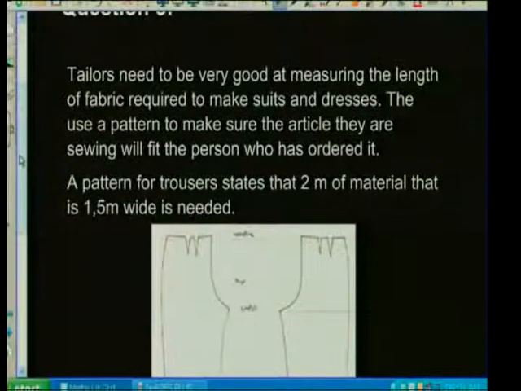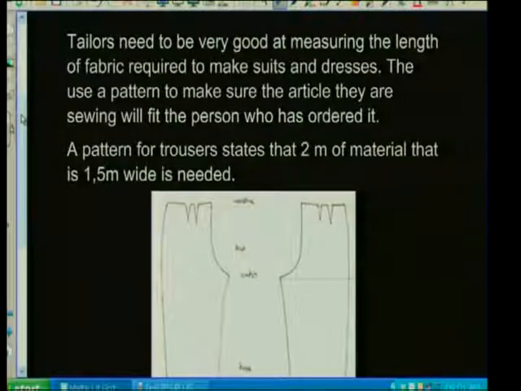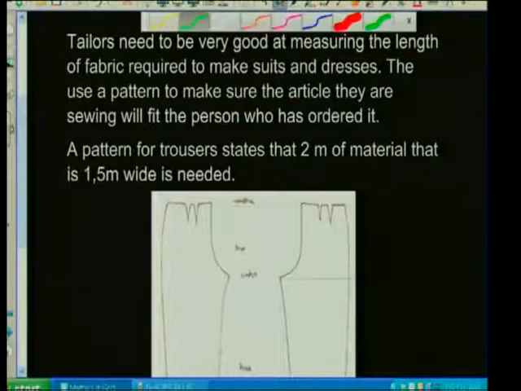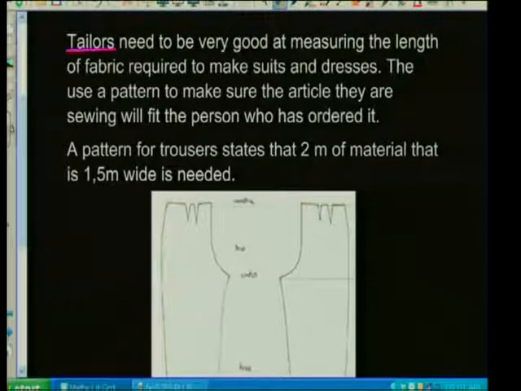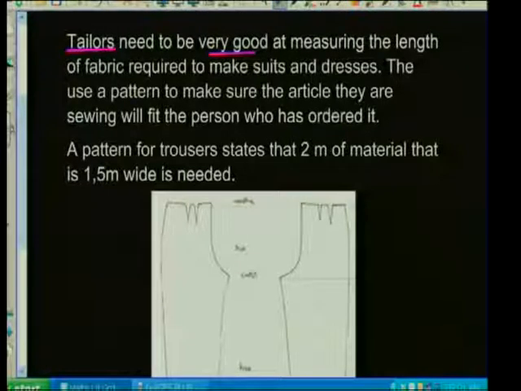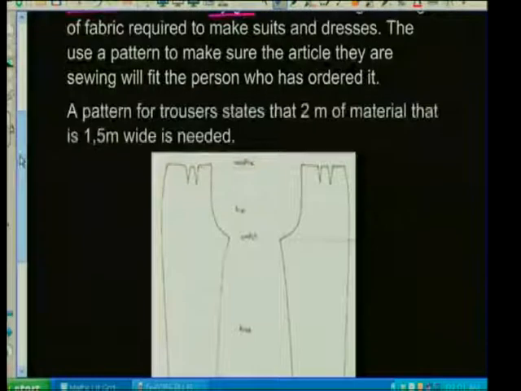Right, let's go through to a question. Our tailor needs to be very good at measuring the length of fabric required to make suits and dresses. Imagine what happens if the tailor is not good at these measurements. Then you're really going to end up with clothes that don't fit. I'd hate to pay a tailor for something that doesn't fit me exactly the way I want. So he needs to be very good at this measurement. They use patterns to make sure the articles they are sewing will fit the person who has ordered it.